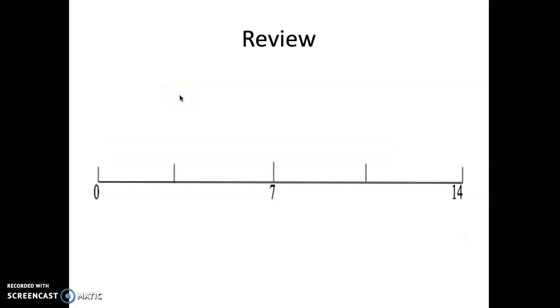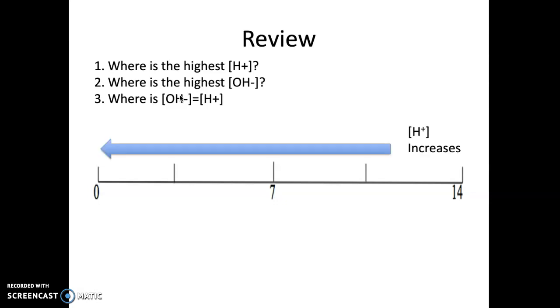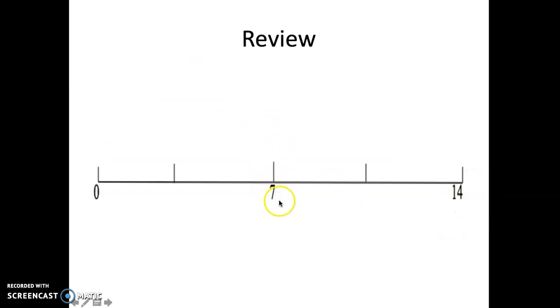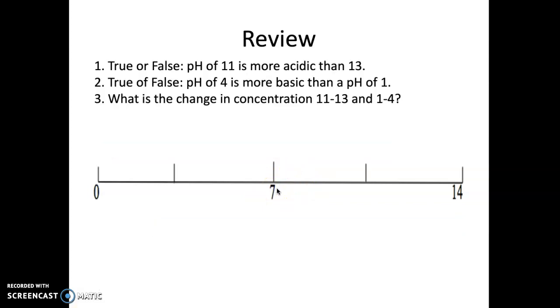So see, based off of last week, if you remember the answer to these three questions. Just pause for a second if you need to. Concentration of H plus is highest at 0. Concentration of OH minus is highest at 14. And they are equal at a pH of 7. Okay, one more review.